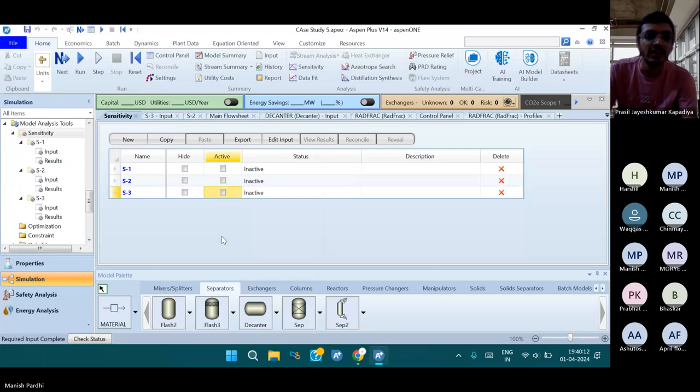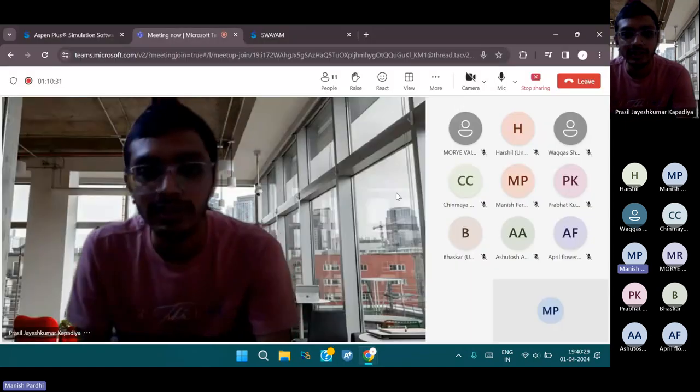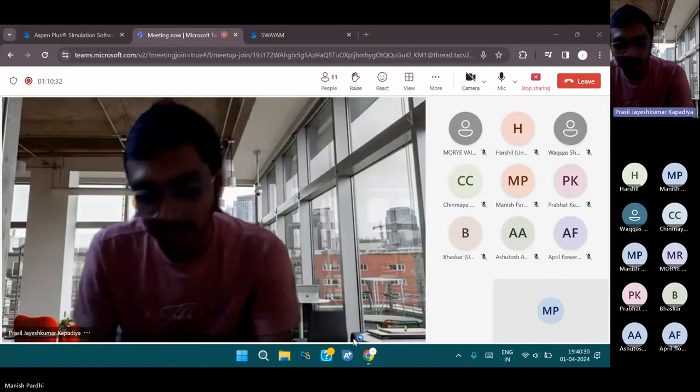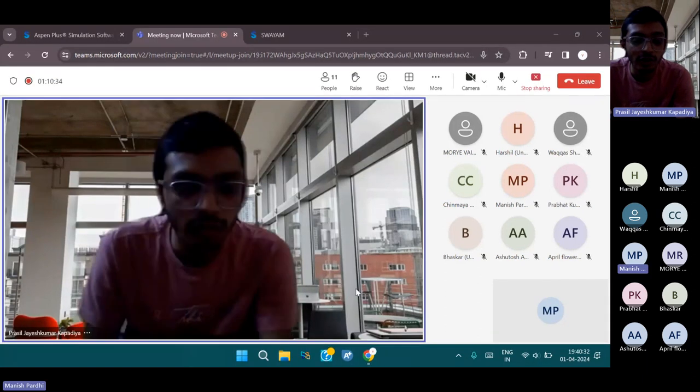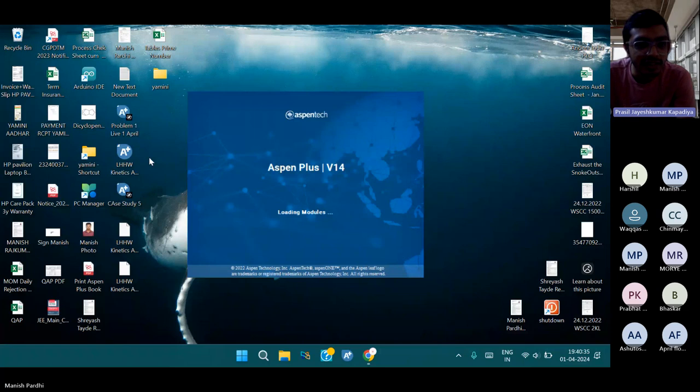Yes, it is saved. Yeah. Close this and create a copy of this and open that copy file. So at least this file remains with you. Sorry, close the software. Yeah. Now, wherever you have saved, just Control C, Control V, so it will create a copy.